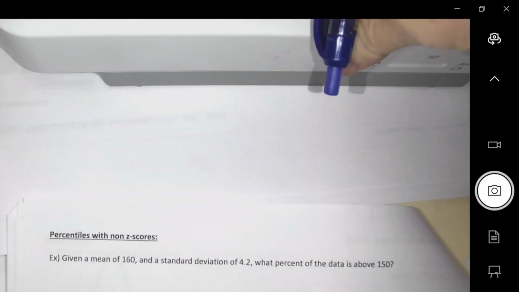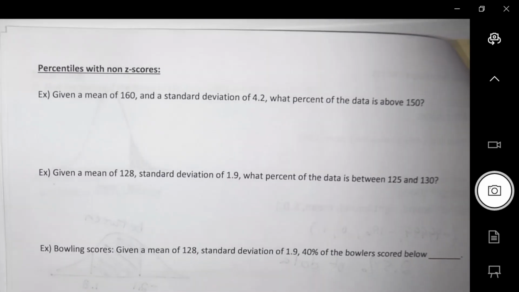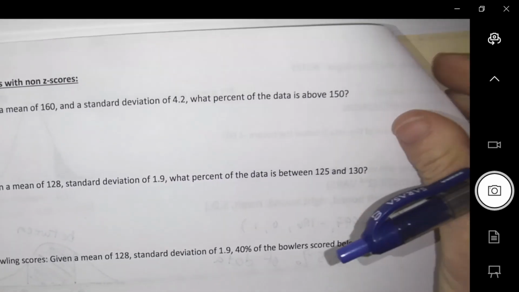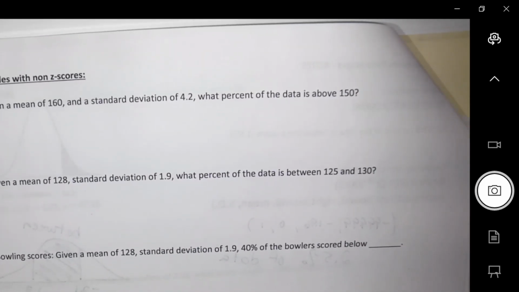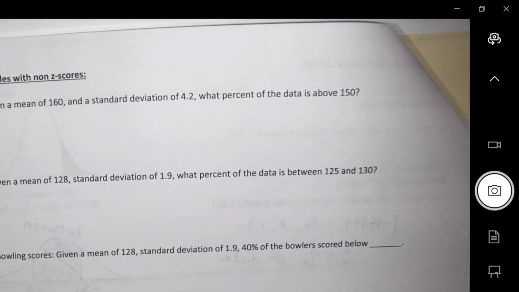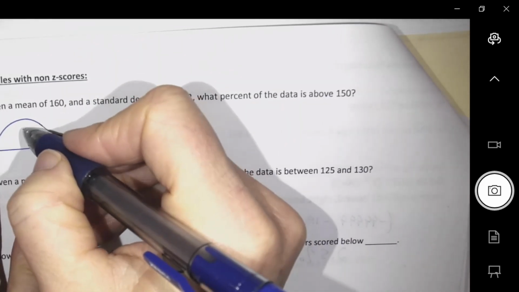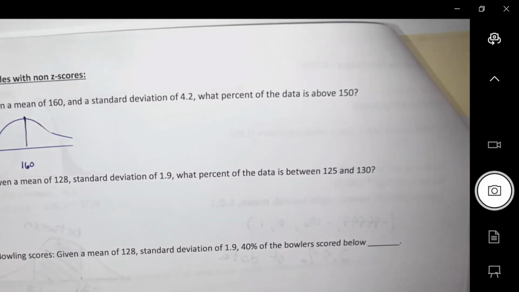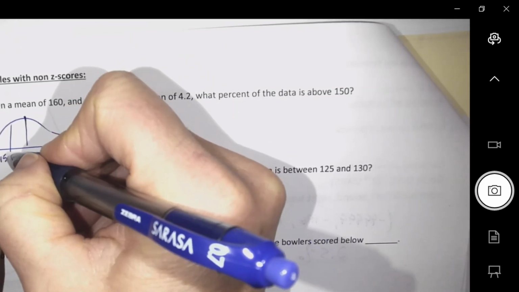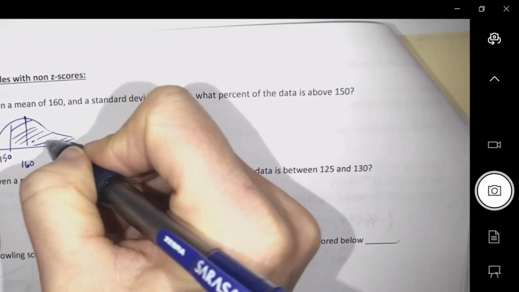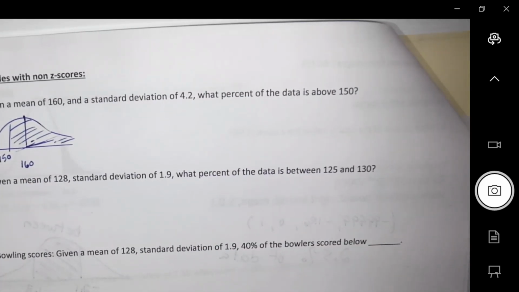Okay, the next question says a mean of 160. Given a mean of 160, a standard deviation of 4.2, what percent is above 150? So 160 is in the middle. And you scored a 150, so you're on this side. What percentage is above that?